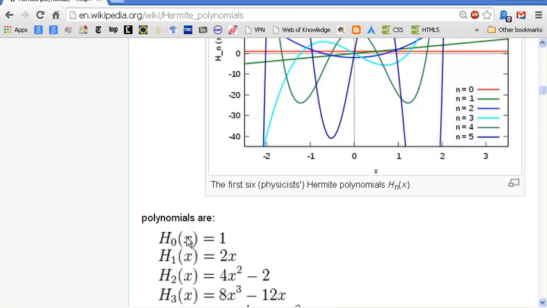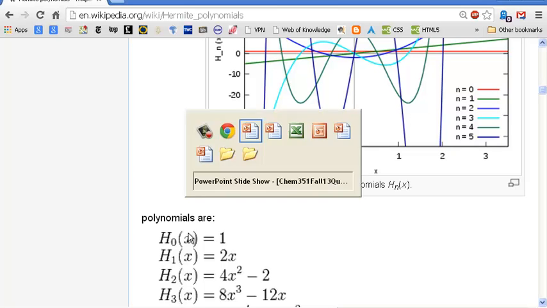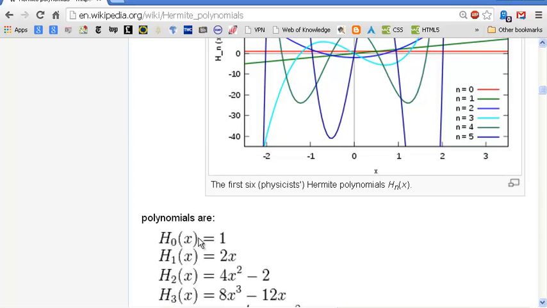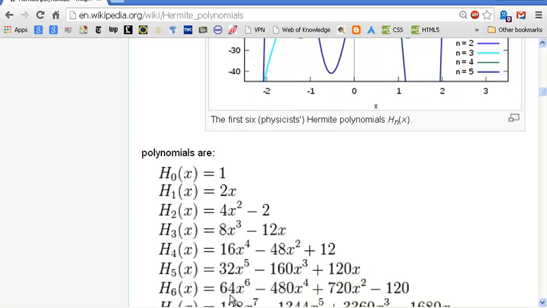In fact, this is a unitless number, because remember, H sub n is a unitless number. So this x, which is actually distance, is different from the Wikipedia x, which is a unitless number. So we have to substitute in the square root of alpha times x for this value of x. So we just remember that. Oh, so I got 0, 1, 2, 3, there it is, and so on.